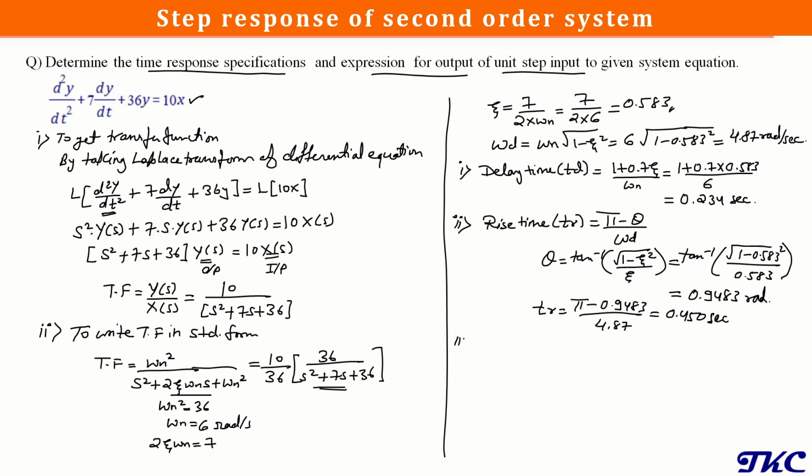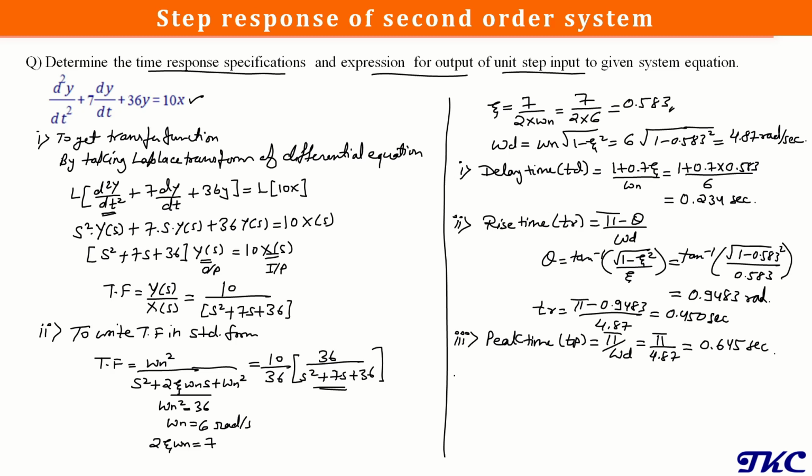The next term that we have to determine is peak time given by TP. The formula for that is pi by omega d. So it will be pi by 4.87. Once we calculate, we get the value as 0.645 seconds. So based on TP, we can say that the system requires 0.645 seconds to reach the first peak of the response.